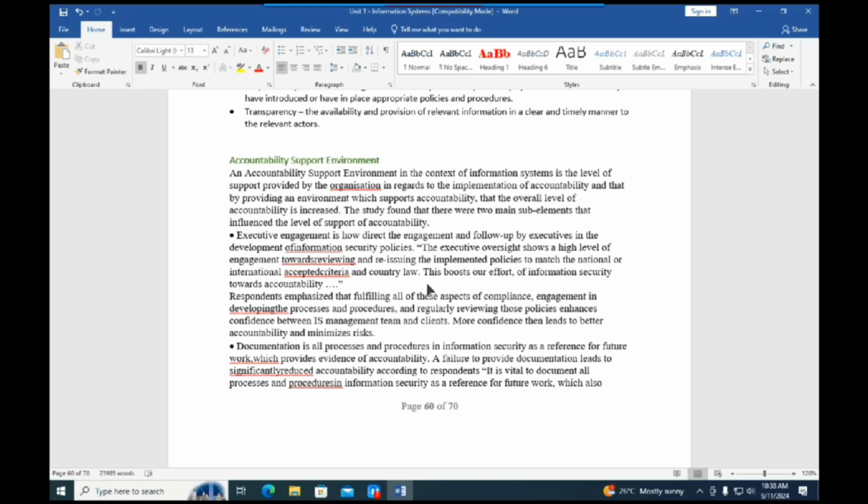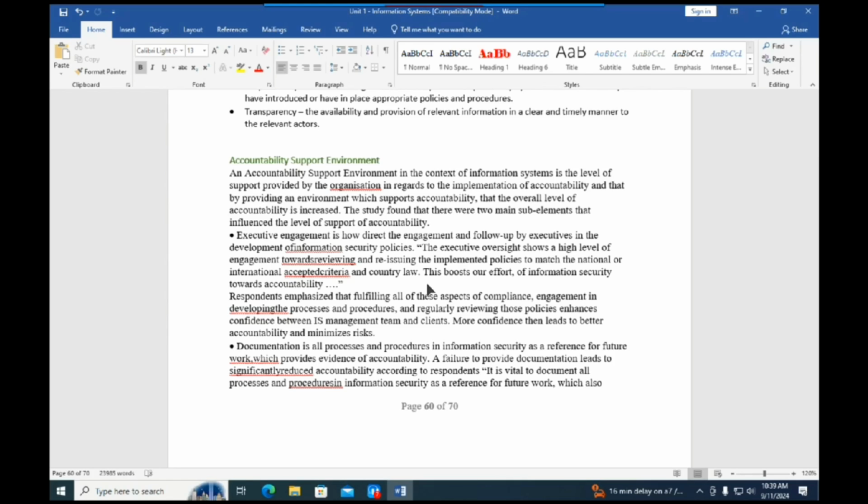There are studies that were done, and findings were made that there are two main sub-elements that influence the level of support of accountability. These sub-elements include, one, the executive engagement, and two, documentation. The first one, executive engagement, is how the management directs and the executives follow up in the development of information security policies.